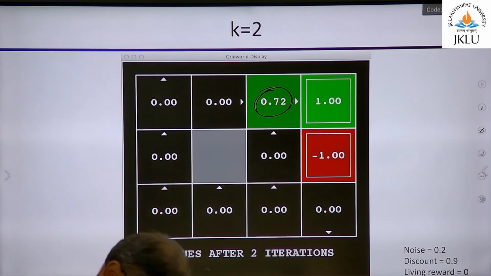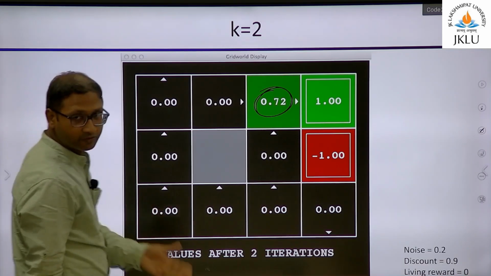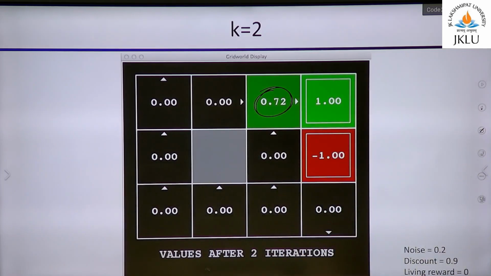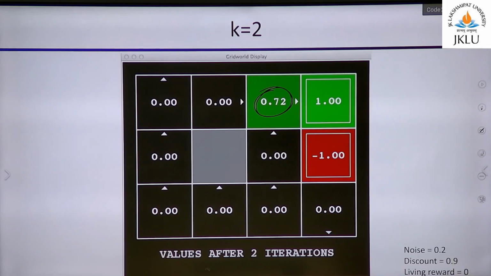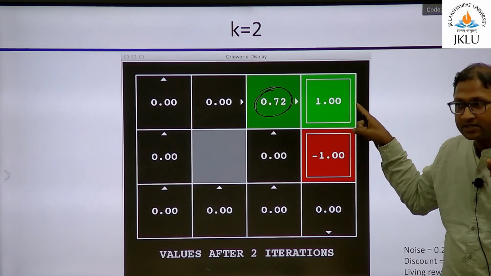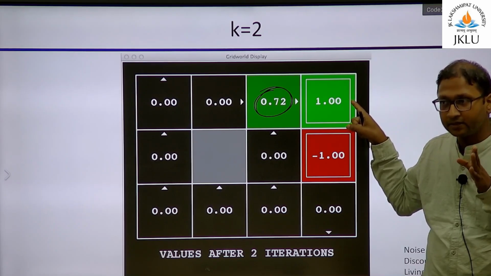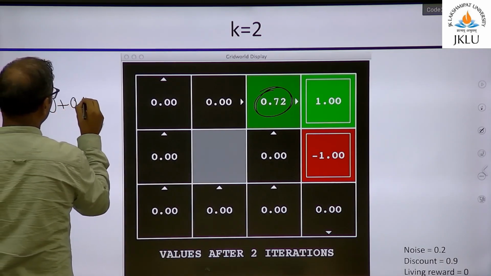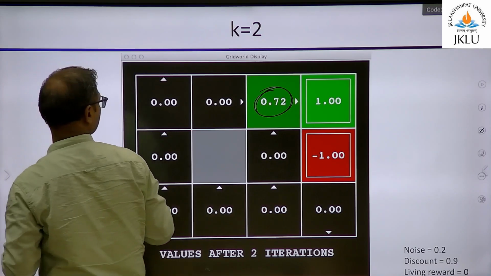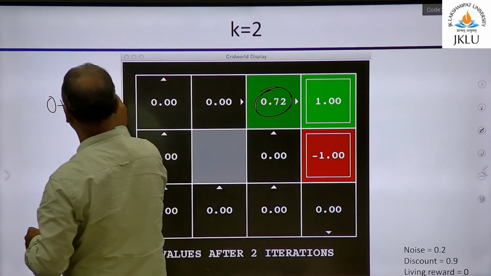What will this be? You tell me. Living reward is 0, so R of S, A, S prime is 0, that term is 0, plus gamma times V of S prime. What is V of S prime? It is the exit, and what is the V star value at the exit? It is 1, we know. So 0 plus gamma, which is 0.9, into 1. And now what?